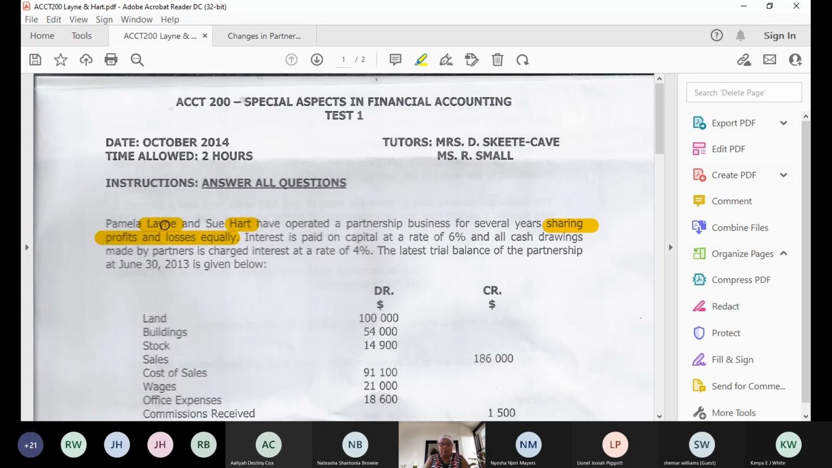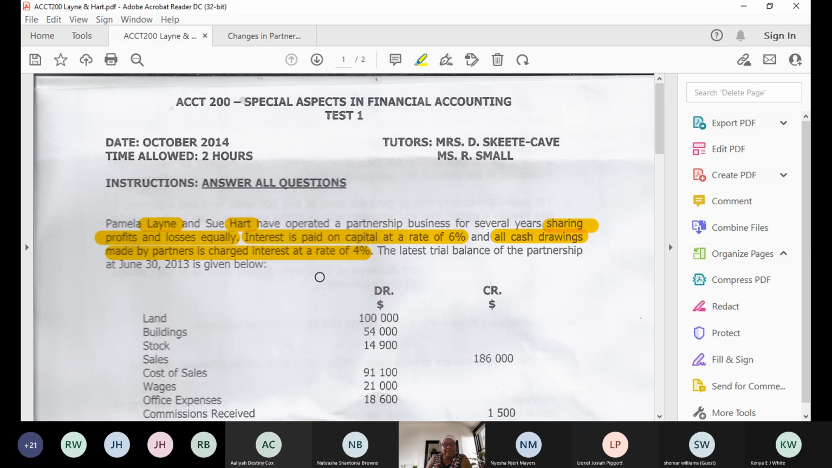what you need to do, when you write old agreement, is write Layne and Hart in your book. And when you write new agreement, write Layne and Brown. Under the old agreement, this is what you will write: sharing profits and losses equally. Interest on capital, 6% per annum. Interest on drawings, because it said all cash drawings made by the partners, 4%, right?